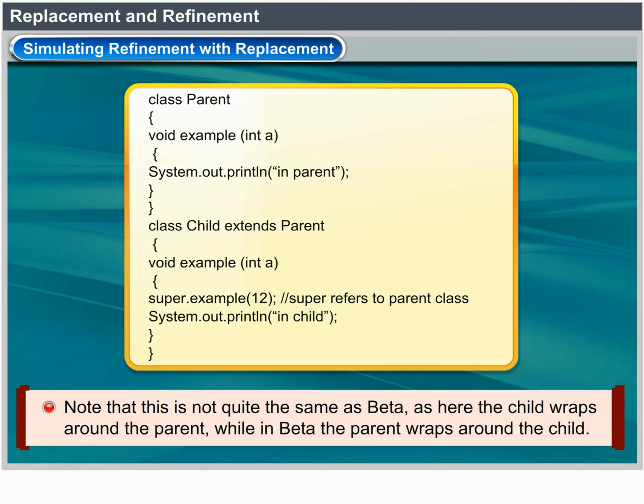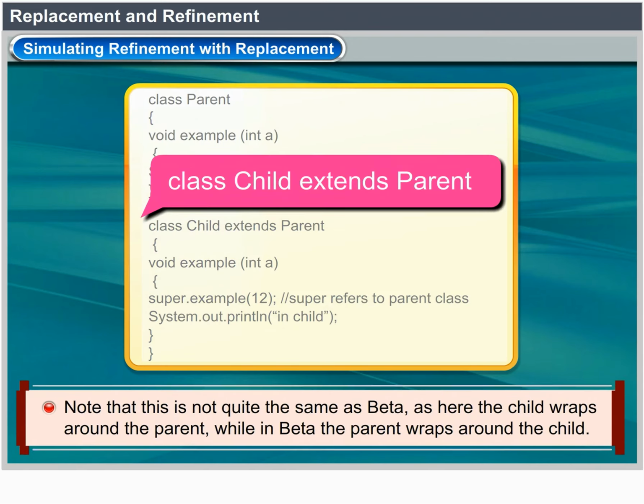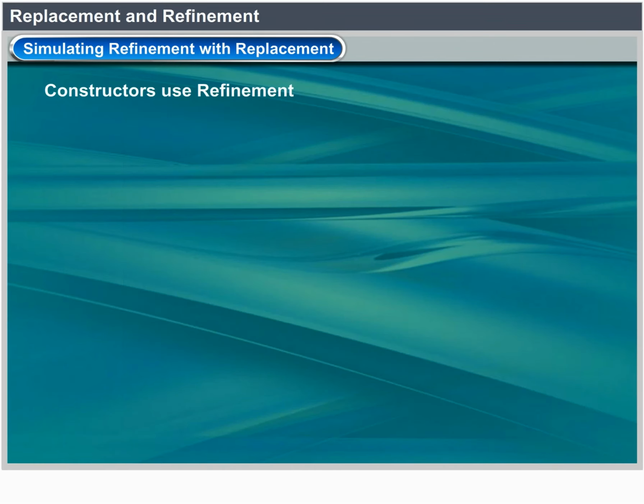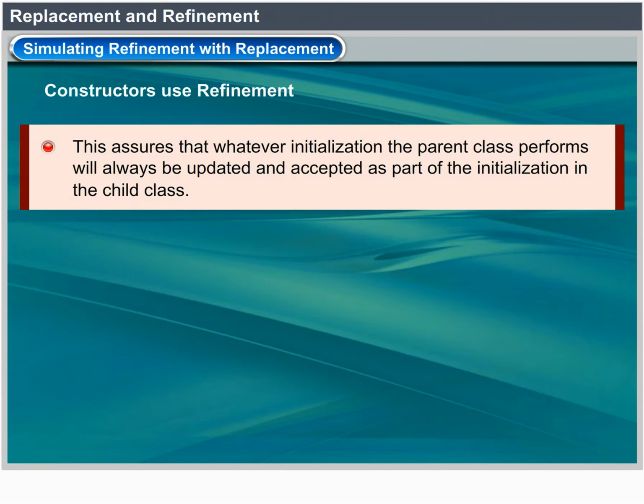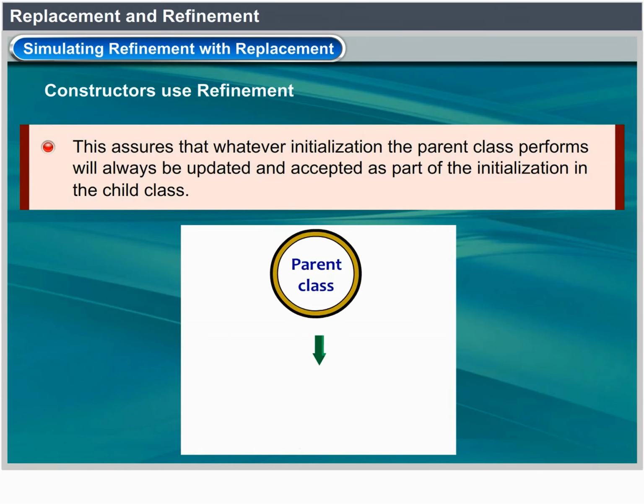Note that this is not quite the same as Beta, as here the child wraps around the parent, while in Beta the parent wraps around the child. Constructors use refinement. Most languages have constructors which will always use refinement. This assures that whatever initialization the parent class performs will always be performed and accepted as part of the initialization in the child class.